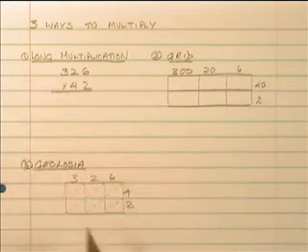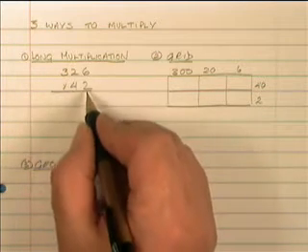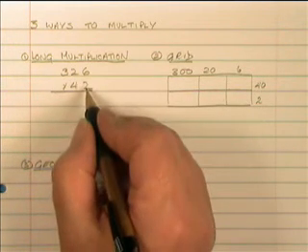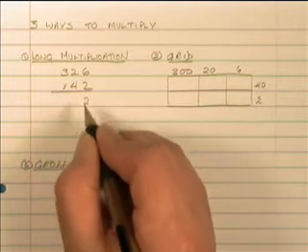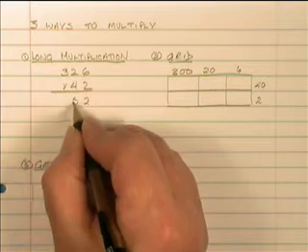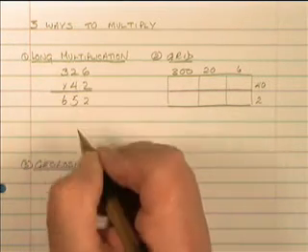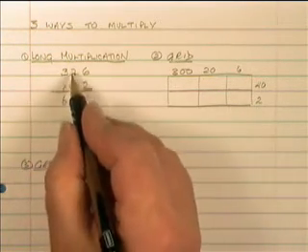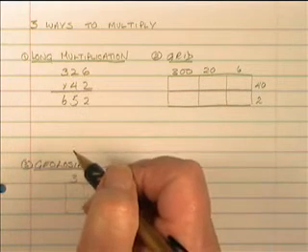So let's do number 1 first. So I'm going to multiply 326 by 2 first of all. So 2 6s are 12, 2 down, 1 to carry, 2 2s 4, got 1 there, so that's 5, 2 3s are 6, there we go. So 326 times 2 is 652.